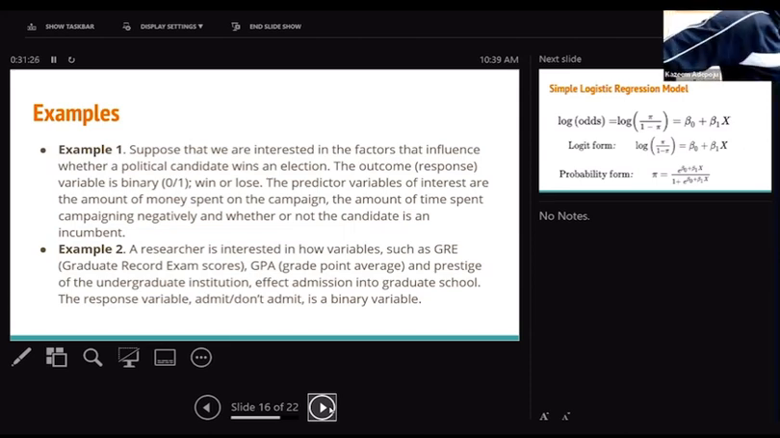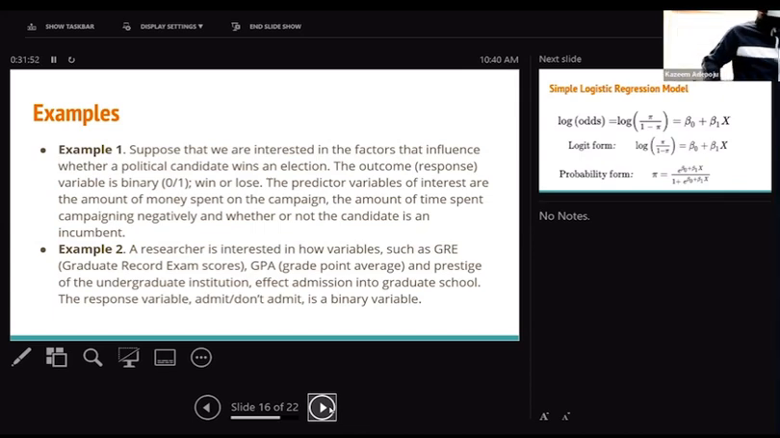I think I've given you an example today. One example of logistic regression is in politics. Suppose that we are interested in the factors that influence whether a political candidate wins an election. Of course, the midterm election is very, very close, where politicians are now going around to disclose their manifestos.